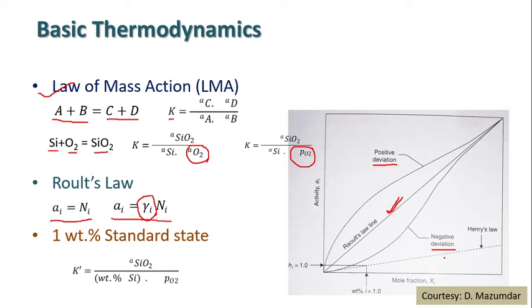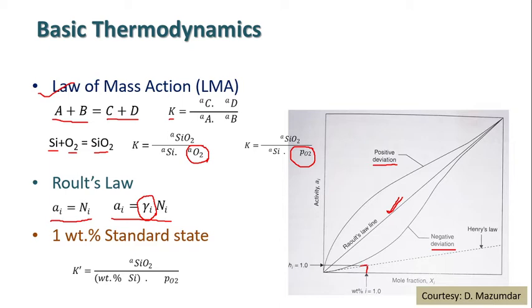In metal, impurity concentrations are very small. For convenience, another standard state is defined where the activity is equal to unity at 1 weight percentage concentration of that solute. So when the weight percent is 1, then the activity is 1. This is taken as a reference, and this is called the 1% standard state.